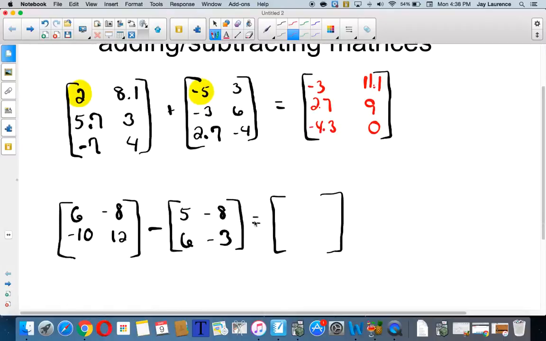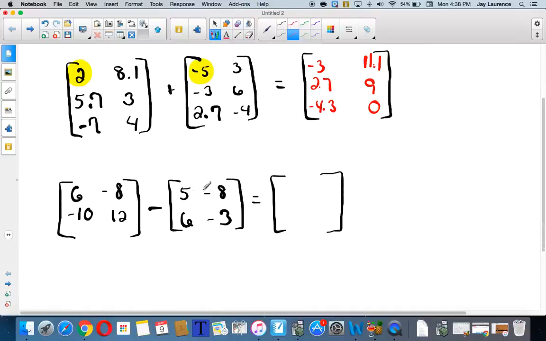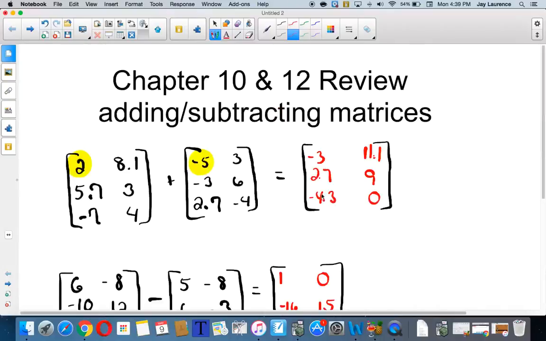All right, if you want to try the second one here on your own, it's subtraction. Here comes my solution. 6 minus 5 is going to be 1. -8 minus -8 is going to be 0. -10 minus 6 will be -16. And finally, 12 minus -3 will be a +15. And there you go. All right, that's it. Now, adding, subtracting matrices, pretty simple stuff. I'm going kind of quick, so this video doesn't take too long.